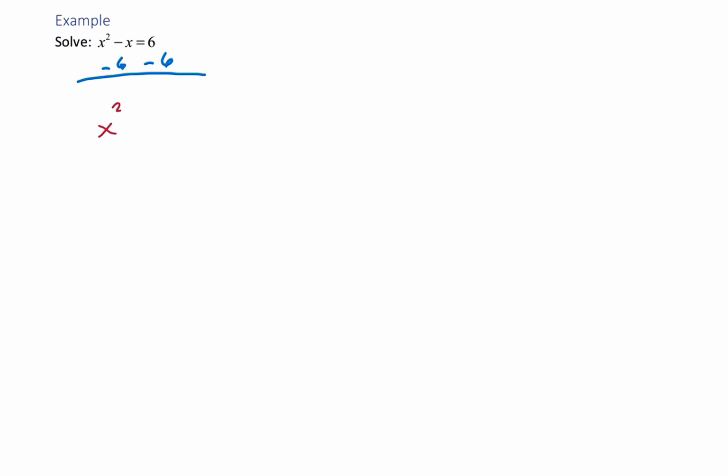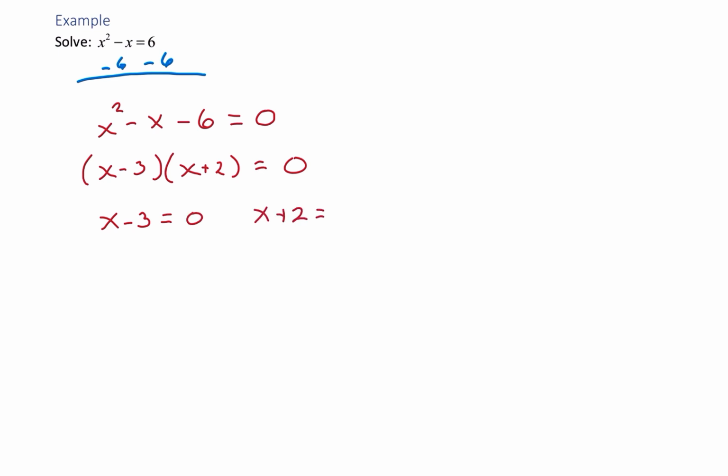x squared minus x minus 6 is equal to 0. Once we're in this form, we can factor. We're looking for two numbers whose product is -6 and whose sum is -1. That is -3 and +2. From here, zero product property: x minus 3 equals 0, x plus 2 equals 0.